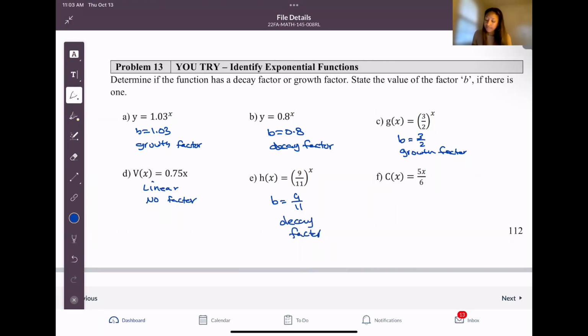And last one, 5x over 6. Don't let it stump you. Again, this one is linear. That's 5 over 6x. The exponent isn't an x, okay? So that's linear, which means that it has no factor.